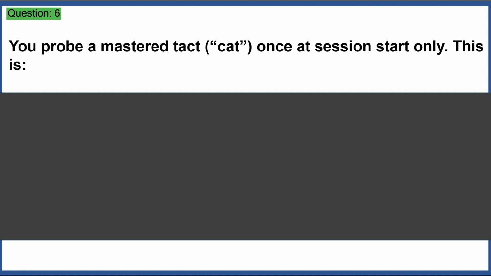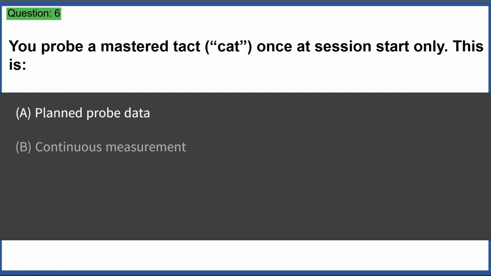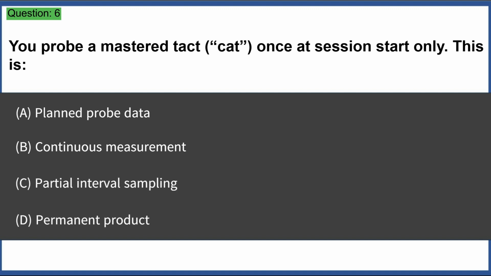You probe a mastered tact, CAT, once at session start only. This is A. Planned probe data. B. Continuous measurement. C. Partial interval sampling. D. Permanent product. Answer, A. Single opportunity probe of a target.